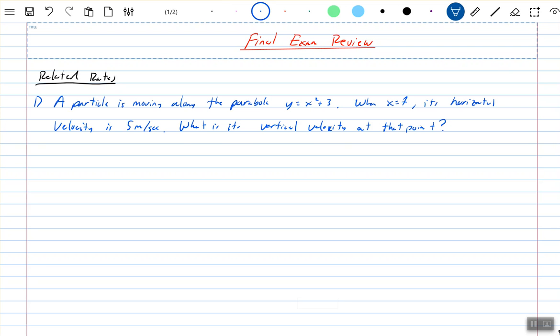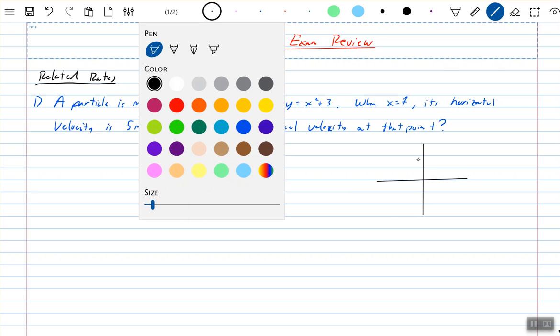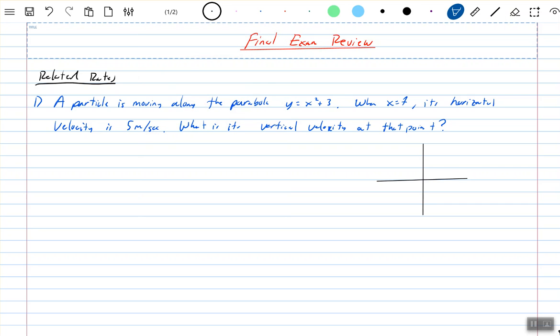Okay, so suppose that a particle is moving along the parabola y is equal to x squared plus 3. When x is equal to 1, its horizontal velocity is 5 meters per second. We wish to find its vertical velocity at that point. So here's what we're going to do. Let's draw a little picture. The function x squared plus 3 looks a little something like this.